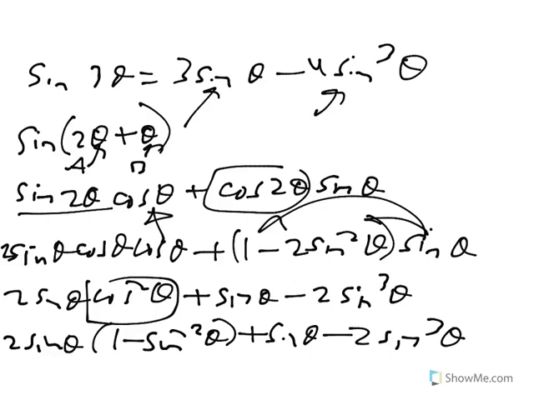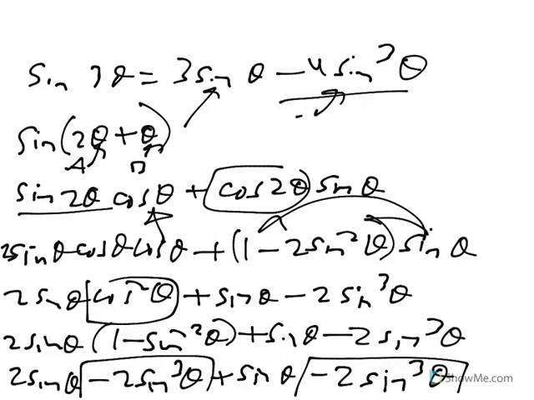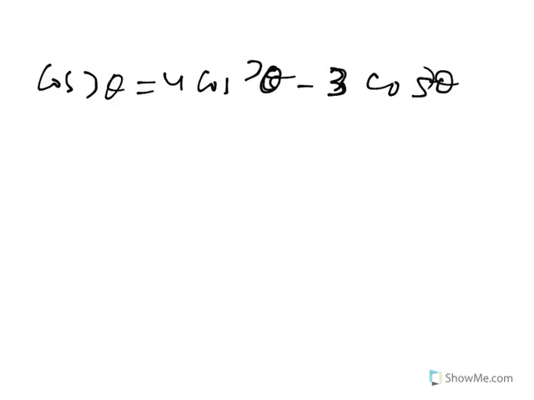Then if I distribute the 2 sine theta through, I get 2 sine theta minus 2 sine cubed theta plus sine theta minus another 2 sine cubed theta. Notice how the minus 2 sine theta times sine squared and the other one becomes minus 4 sine cubed. And the 2 sine theta plus the regular sine theta becomes the 3. We could similarly prove that cosine 3 theta, if I change it to cosine 2 theta plus theta, would equal this.